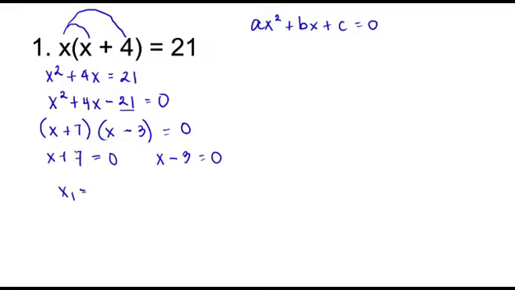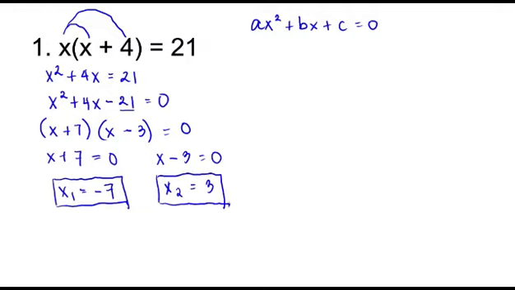By that, kukunin lang natin yung x sub 1. So positive 7 lang naman yan. Lipat lang natin sa other side, so magiging negative 7. So that will be our first solution or root. And then the other one for x sub 2, para naman sa x minus 3, lipat lang natin yung negative 3, so that is positive 3. Therefore, the solutions or the roots of the given equation x, quantity x plus 4 equal to 21 is negative 7 and positive 3.